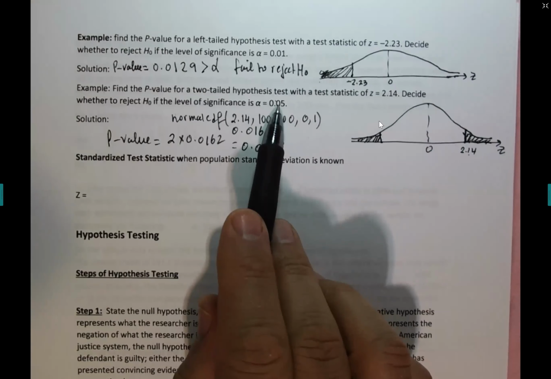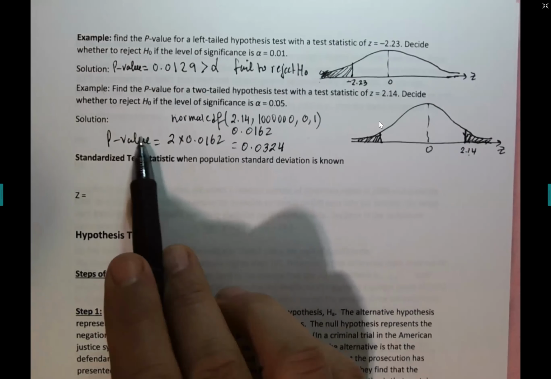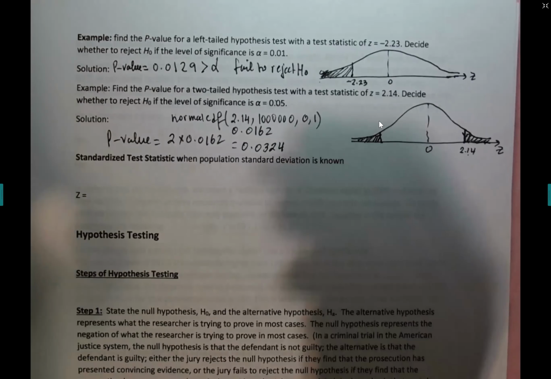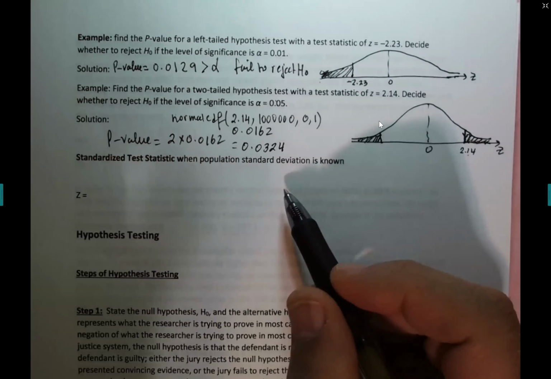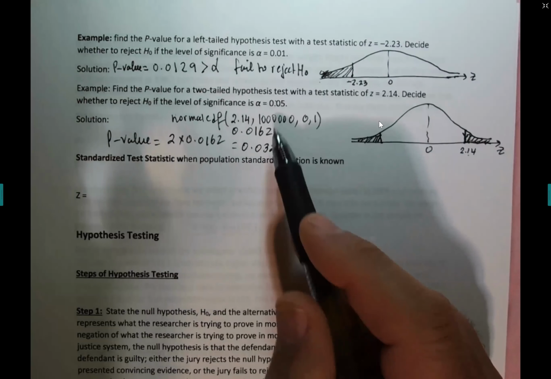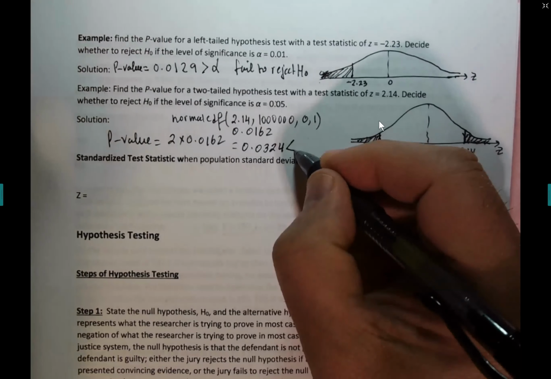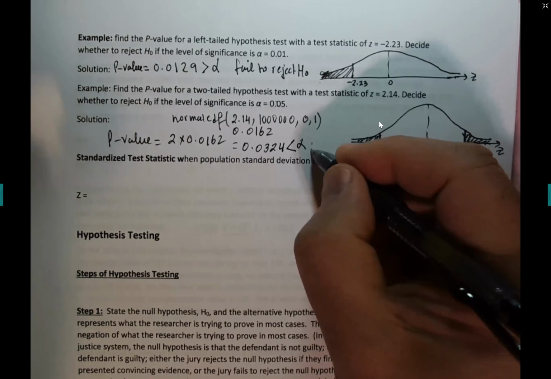And would you reject H0 or fail to reject H0? Alpha is 5% here. What's your decision, guys? Compare these two. What's the decision? Fail to reject. Why is that? Because the p-value is bigger than alpha. No, is it? Oh, no, sorry, I was going off of the 1% again. Okay, the p-value is 0.0324, so it's less than alpha, so we reject H0.